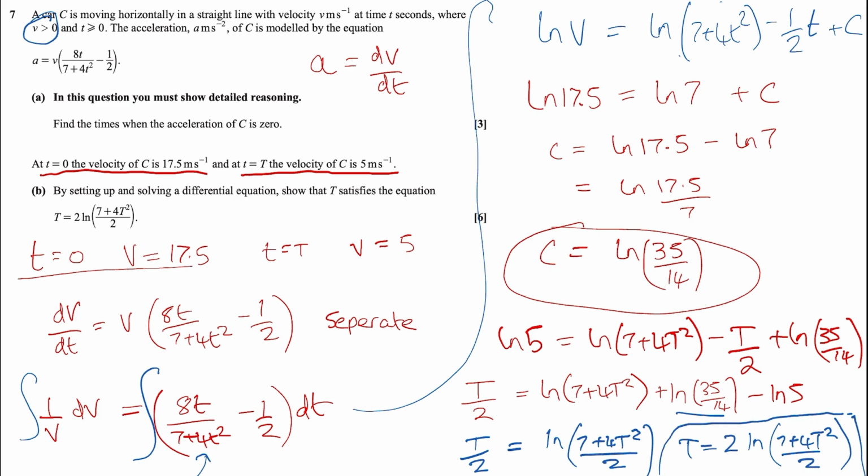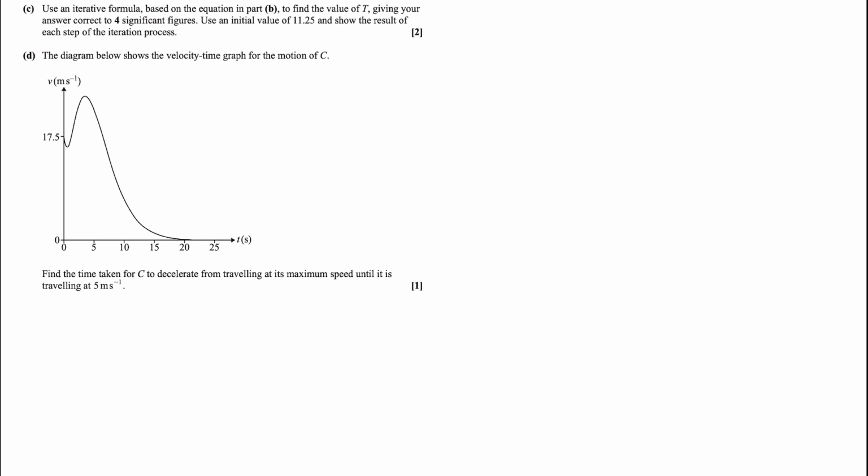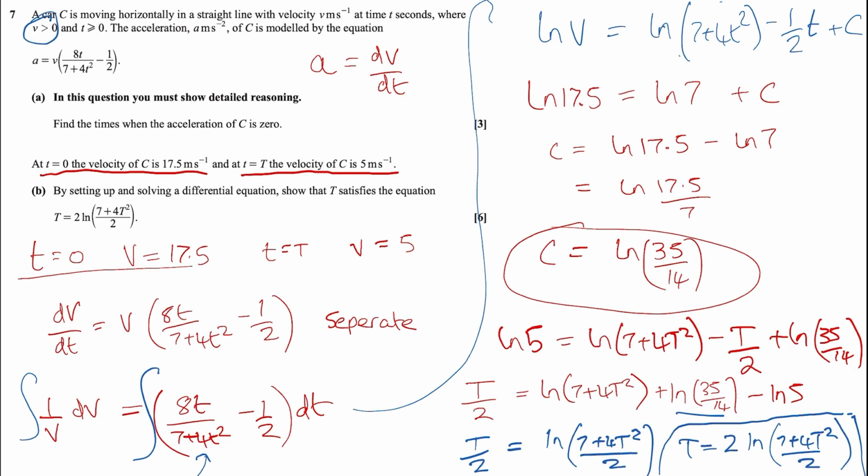Okay, let's move on. Right, part C. Use an iterative formula based on the equation in part B to find the value of t given your answer to 4 sig fig. Use an initial value of 11.25 and show the result of each step. So just a reminder what t is. T is when the velocity is 5. So somewhere, I guess along here.